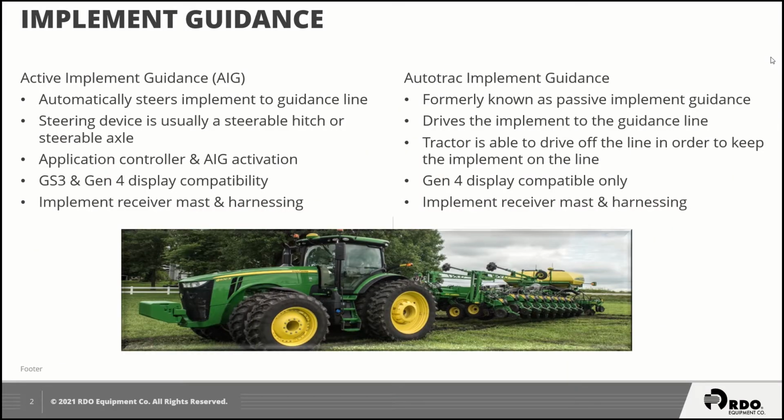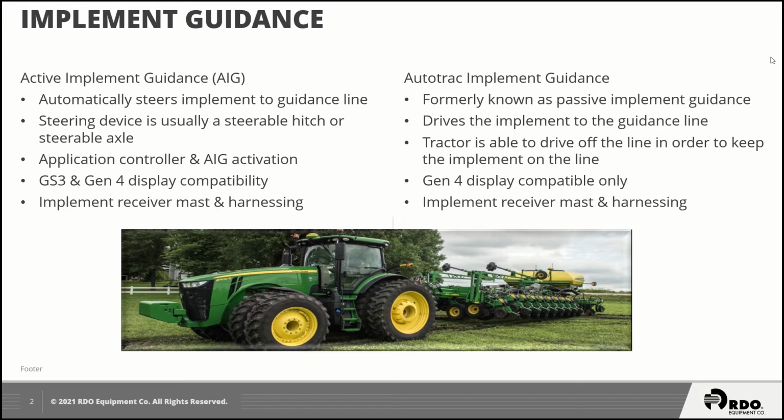Here today to talk to you about implement guidance and some of the different requirements for the two different types that John Deere has to offer. First being active implement guidance, or AIG. This is where the implement is automatically steered to the guidance line. That is steered by some sort of steerable hitch, coulters, or axle. All that motion is controlled by the John Deere application controller with an active implement guidance activation installed on it.